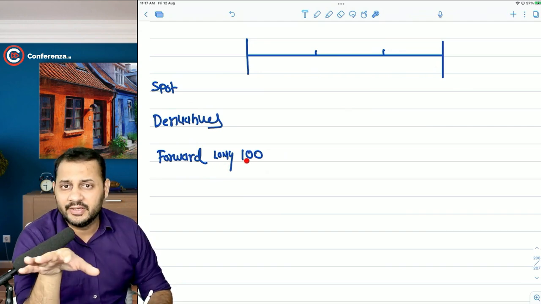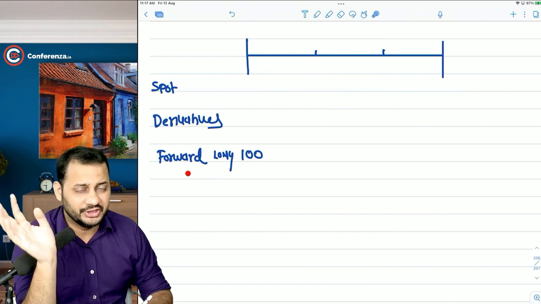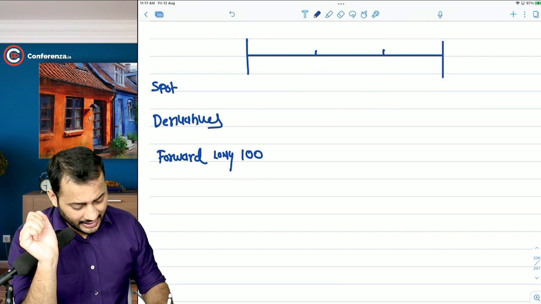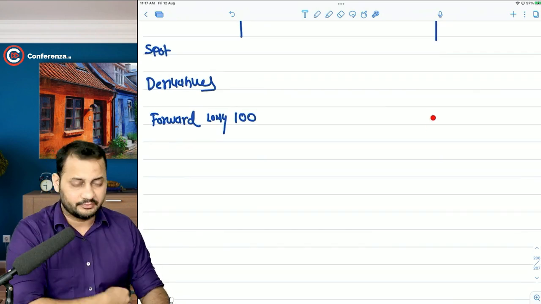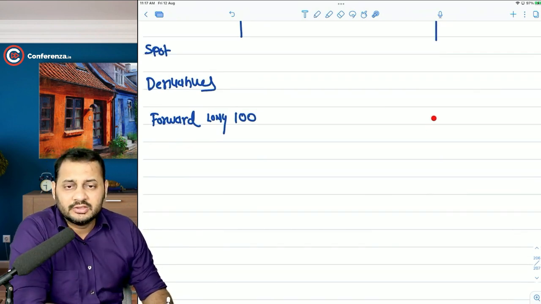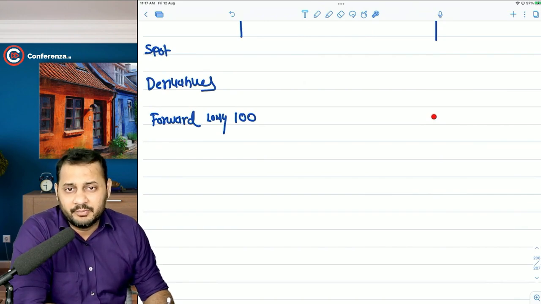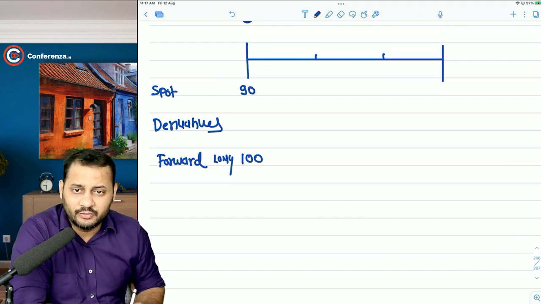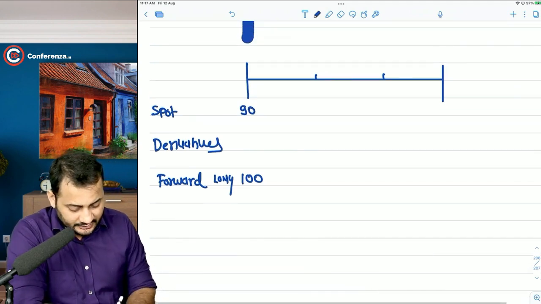There is no need to pay anything in the forward contract. No initial margin, nothing. So no cash flow. Okay. At the end of the 3 months, or at expiry, what is going to happen? Let's say, for example, the spot price of that asset was 90 rupees.